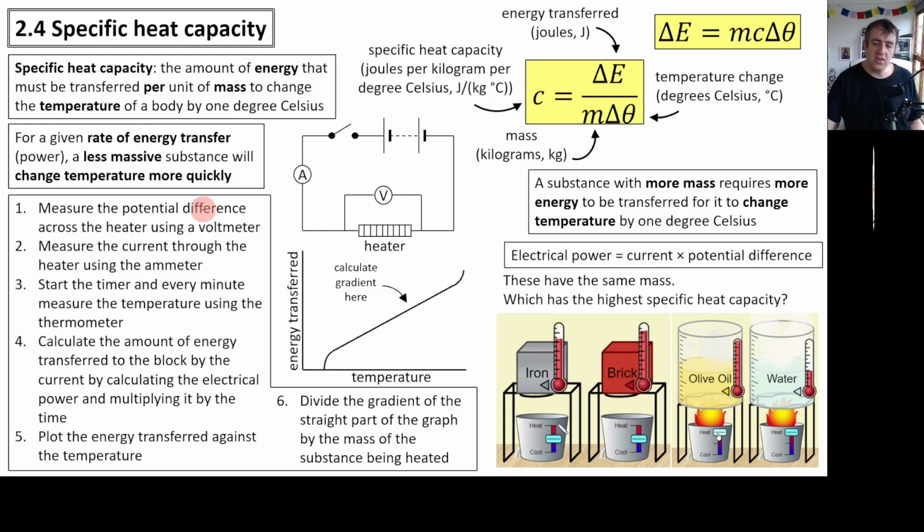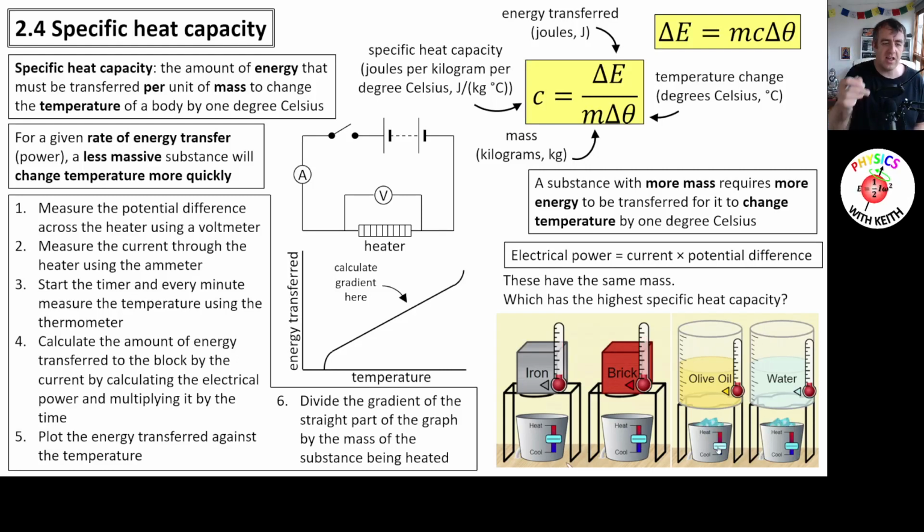Now look at the recipe I'm using to write this method. I'm saying what the quantity is that's being measured, potential difference, current, and I'm saying what the instrument is that's making that measurement. Voltmeter, ammeter. Look here, temperature using the thermometer, using the instrument. That is a really good habit to get into. Don't say vague things like measure how hot it gets using a thermometer. No, the quantity that you are measuring is the temperature. So say measure the temperature using a thermometer.